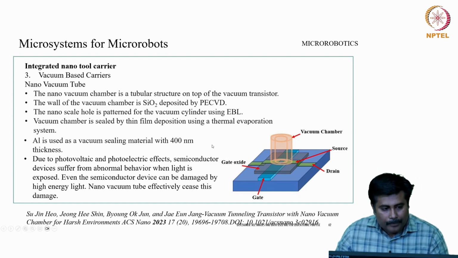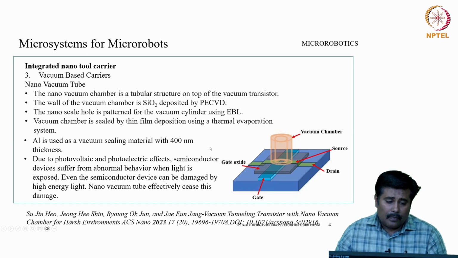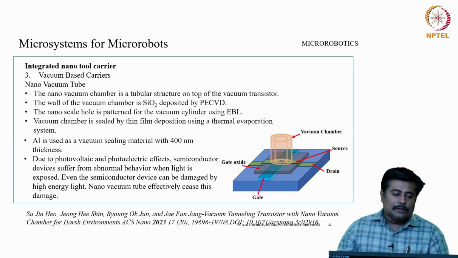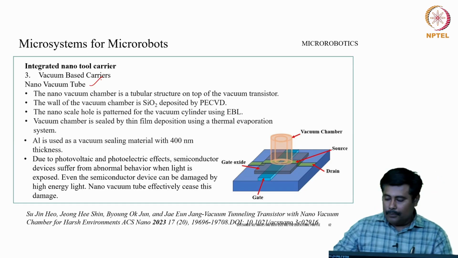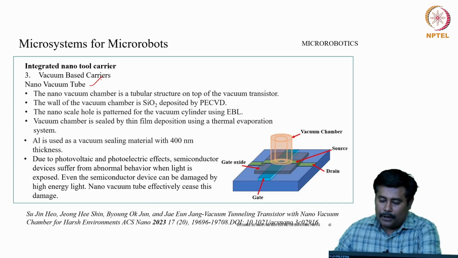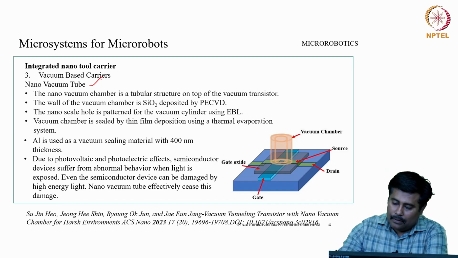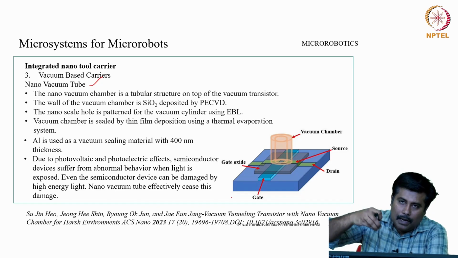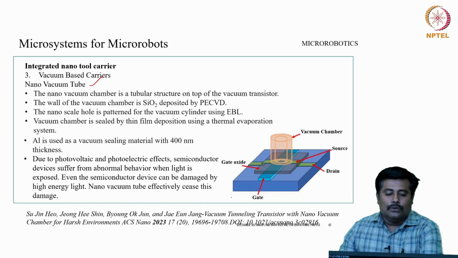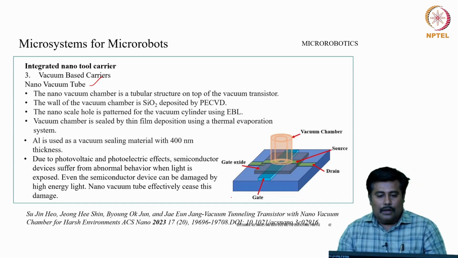Now, as far as an extended version of this vacuum based carrier is concerned, there is a concept called nano vacuum tube. In this nano vacuum tube, we take a similar configuration where there is a drain, source, gate and a gate oxide, and a vacuum chamber is placed, and this vacuum chamber is used as a kind of nano carrier tool. So, the vacuum chamber is a tubular structure on top of the vacuum transistor. A wall of the vacuum chamber is silicon oxide deposited with PECVD.